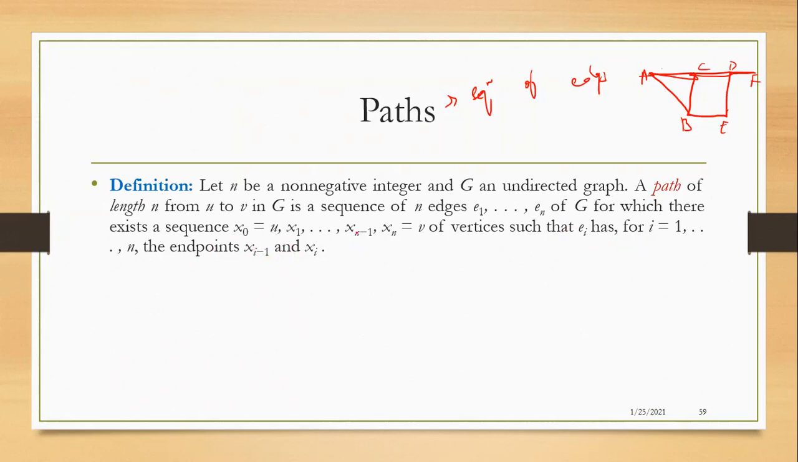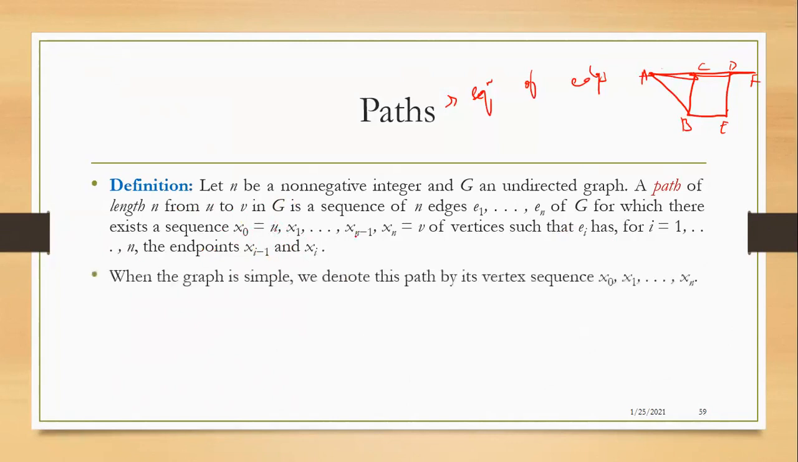Now what does this mean? This means that if we are traveling along a graph, we have to travel along the edges in such a way that our initial vertex is u and the terminal vertex is v. Or we can even say that in the sequence, we give the u value to x0 and the v value to xn.